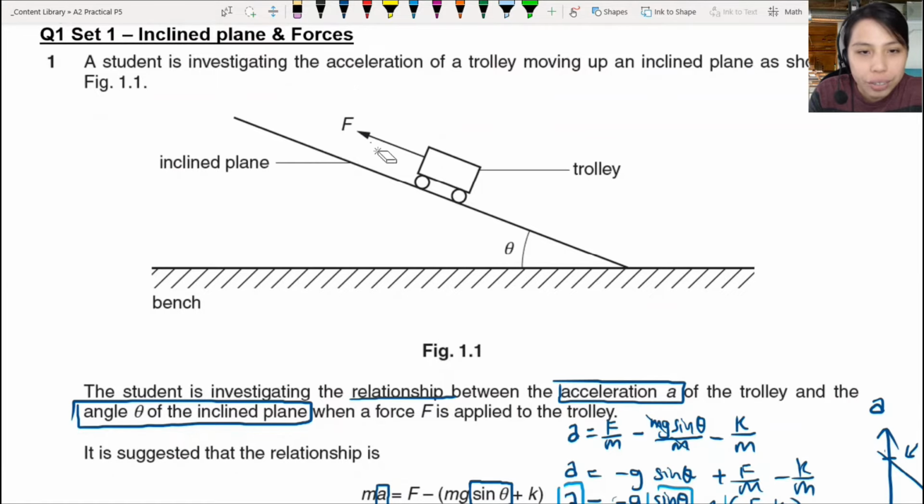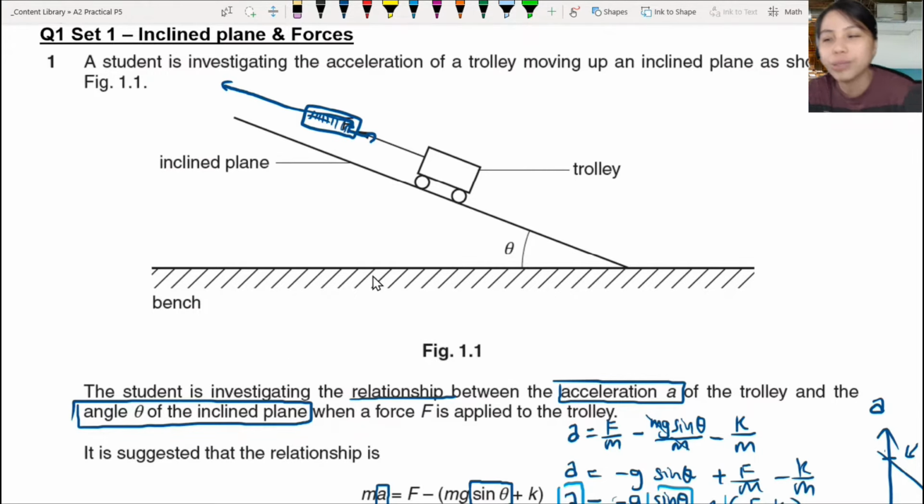We tie a string like that. We put the Newton meter here and then we pull the Newton meter with our hand. Then here you have a scale. You can read the reading. So I'm already planning my diagram to draw later. Okay, and I must label this Newton meter.